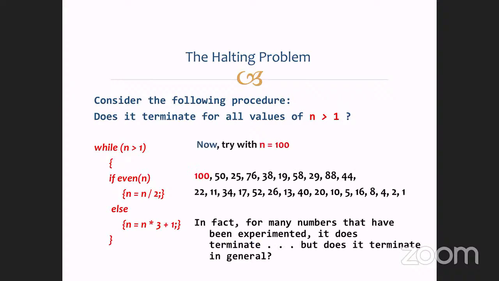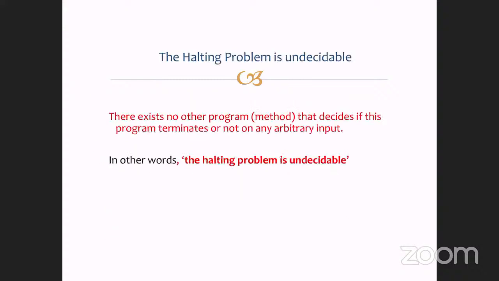Let's try with another number, say 100. 100 is an even number. So it becomes 50, then 25, then 3 times 25 is 75 plus 1, 76. It goes on. You find that it also comes back and stops at 1. Whatever number we try, we find that it comes to 1 and stops. But does it terminate in general for any input, any number? No, we haven't found any method that will guarantee that. That means this halting cannot be decided. There exists no method that decides if this procedure terminates or not on any arbitrary input.